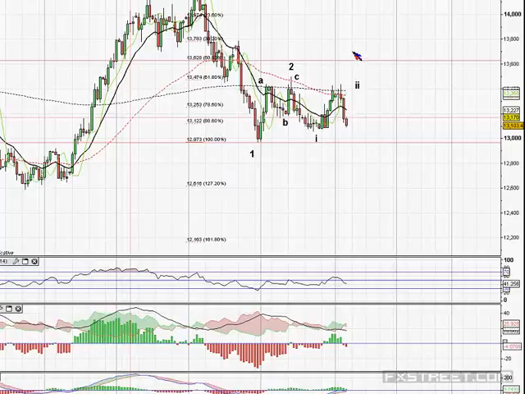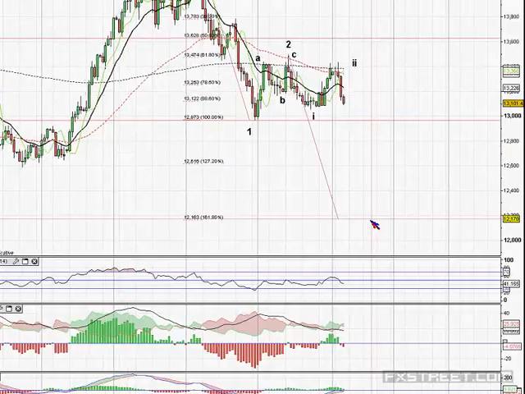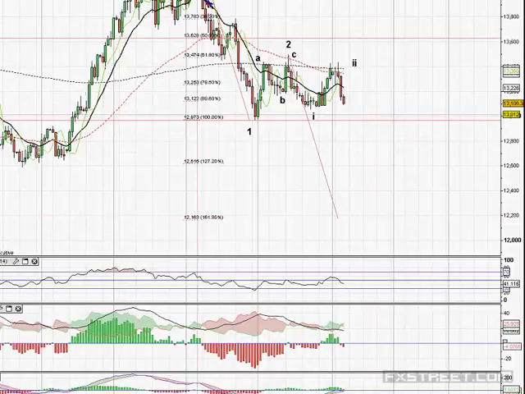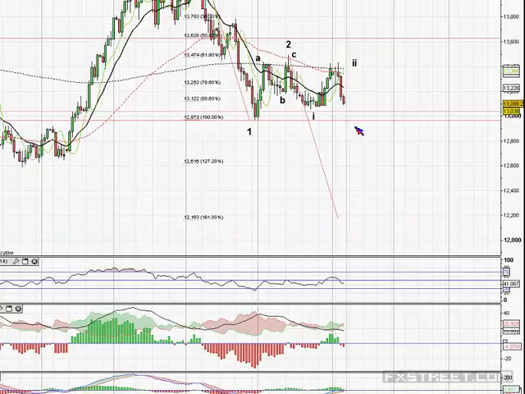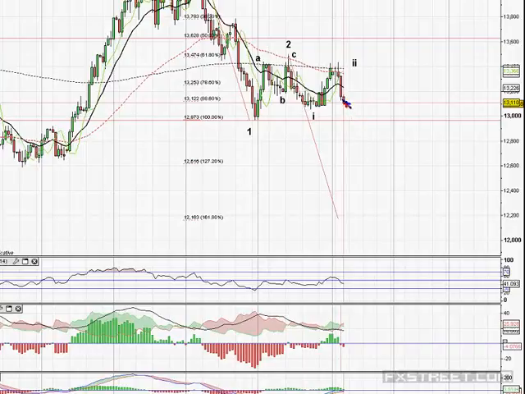161.8% is lining up pretty well. So either a 1-2-3 or an ABC, whatever you want to call it, this is going to be the target area, 12,200. At the moment, she doesn't look like she's going to give up anything. I'd expect a slowdown towards the lows.